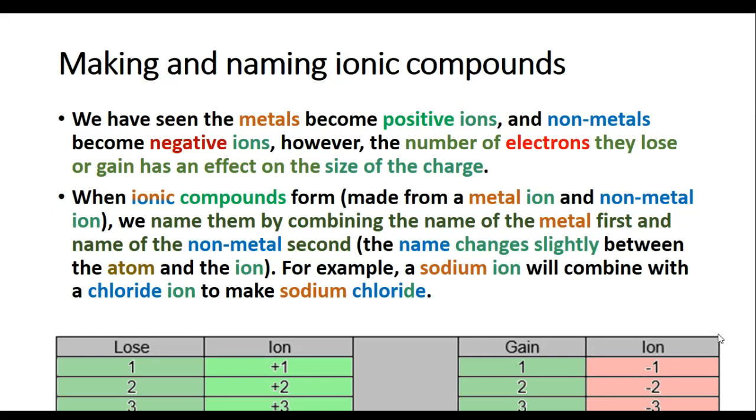So when we lose more electrons, we get an increase in positive charge. When we gain more electrons, we get a gain in negative charge. Remembering that electrons are negatively charged, so if you lose them, you're more positive. But if you gain them, you become more negative. You are gaining negative charge.